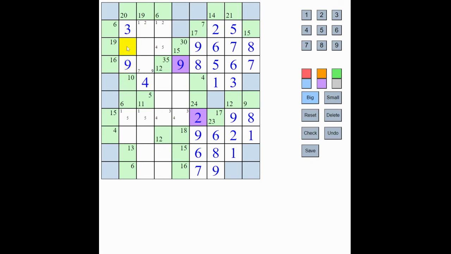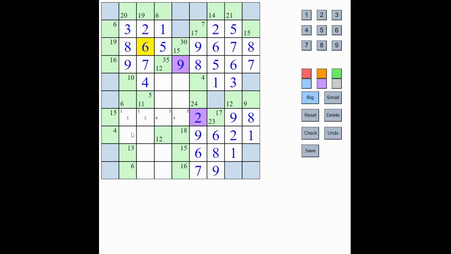That gives us an 8 here. Obviously 9 there, 7 here. So these two sum to 11. So if that was 4, that would have to be a 7. So that's not possible. That must be a 5. That must be a 1, 2, and a 6.